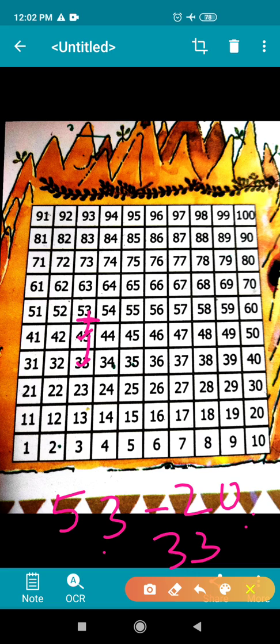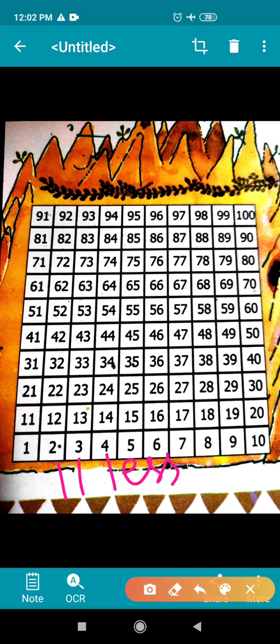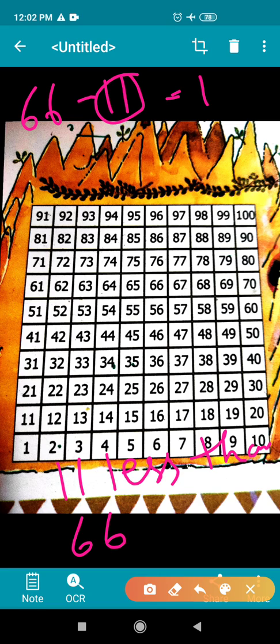Okay. Now take one more example. 11 less than 66. It means what? 66 minus 11. Okay, so 11 can be written as 10 and 1, 10 plus 1. So first you will subtract 10 and then subtract 1.